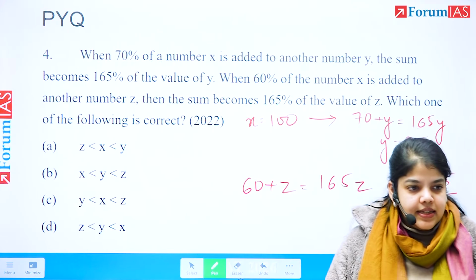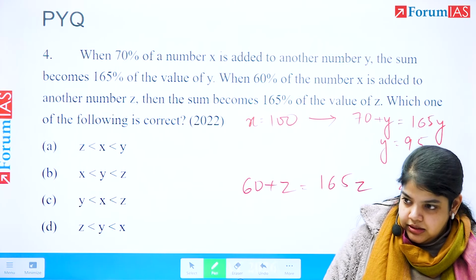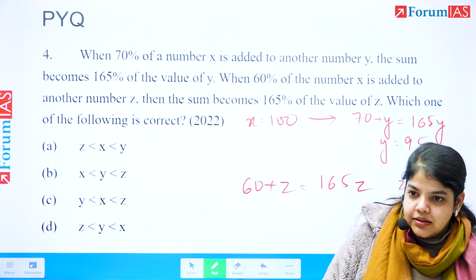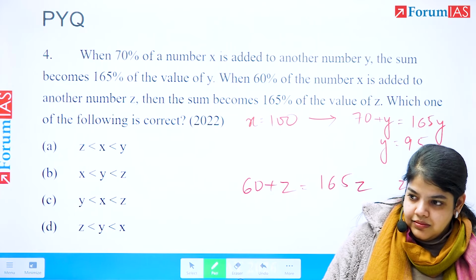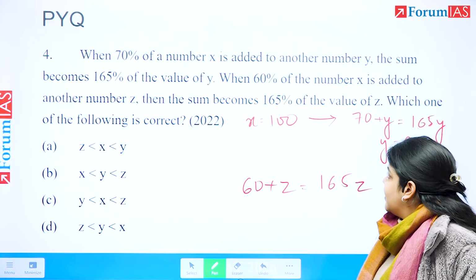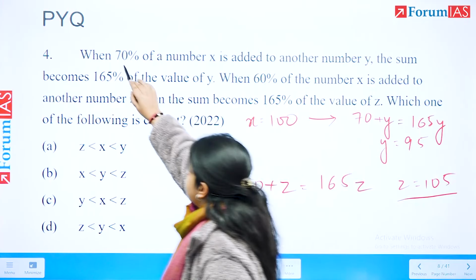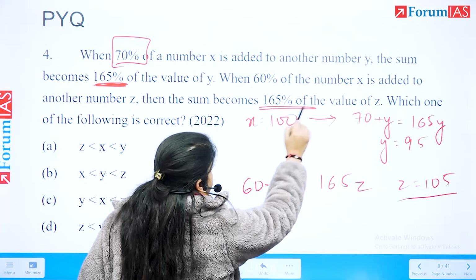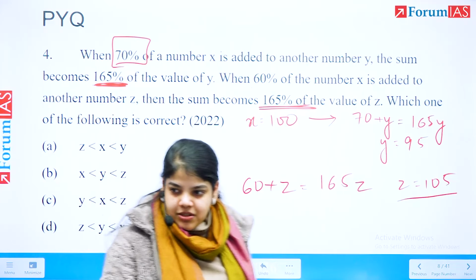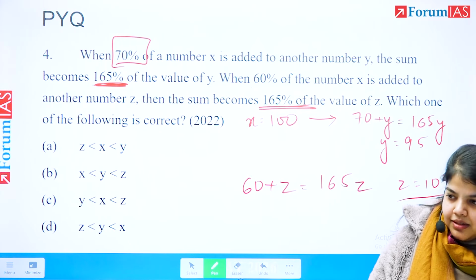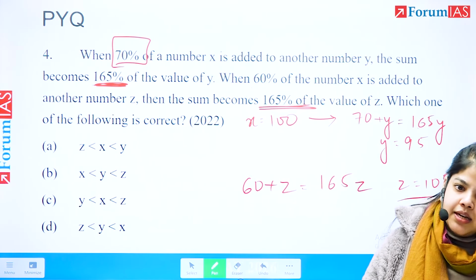Anyone else who has the right answer who wants to tell me? A? Why? Because when 70% is adding, it is 165%. 60% again, it is 165%. तो 60%. So observation कि कम add किया, smaller as compared to. Okay, that's also one way.